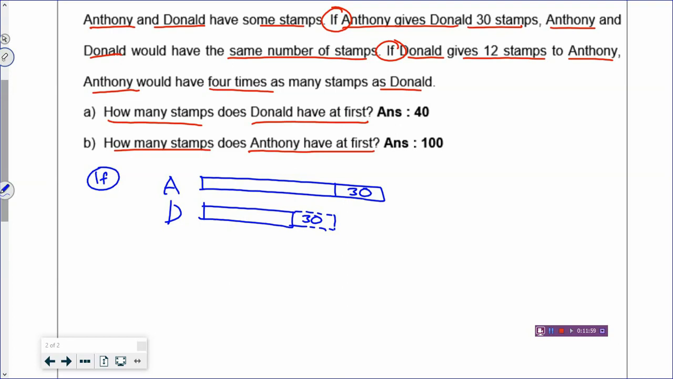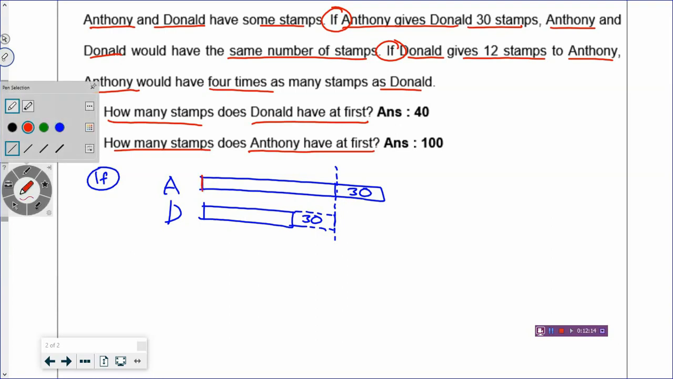And then what happened now? Now you can see that both of them have equal number. All right, again, equal concept. So there's a dotted line to show the equal concept. Agree? So in the end, Anthony will be until where? So Anthony will be until here. All right, this is Anthony. In the end, Anthony will have 30 lesser, and Donald will have 30 more. And that is your equal concept using the dotted line.